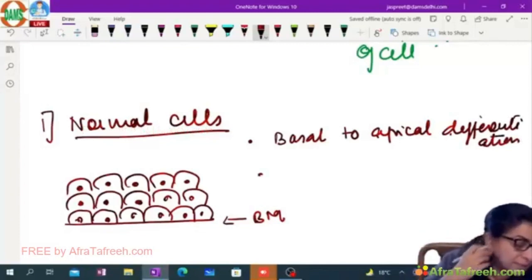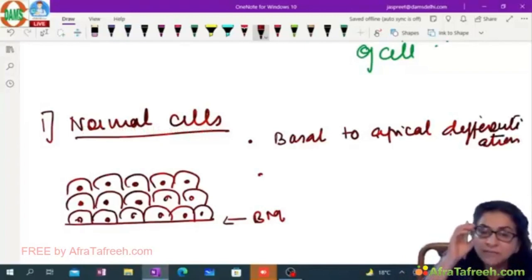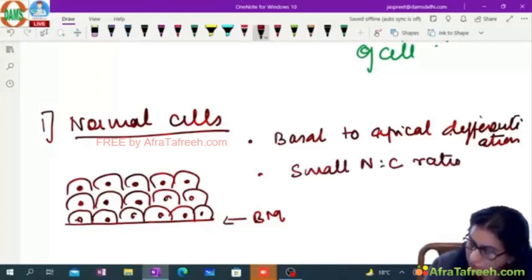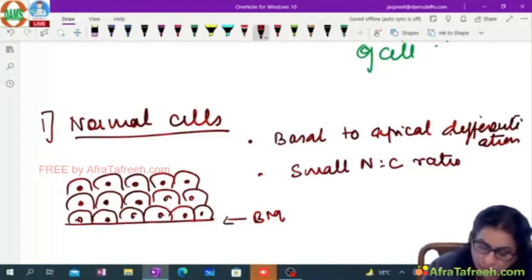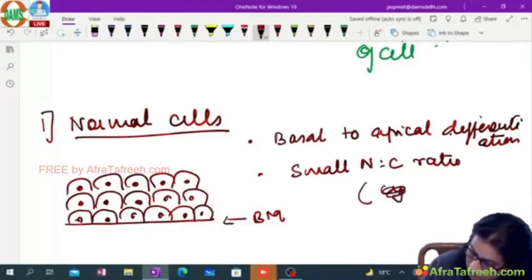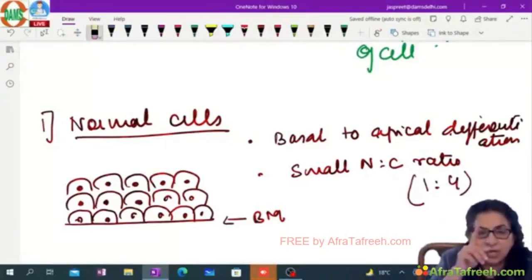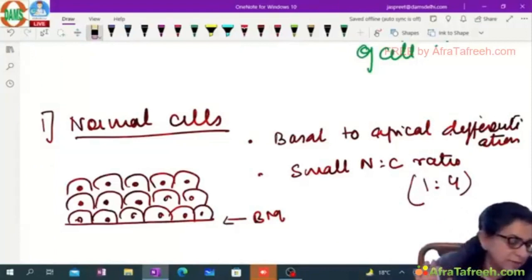Second, these cells have a small NC ratio, or a normal NC ratio. What is the normal NC ratio? Normal NC ratio is 1:4. That is the size of nucleus. If it is 1, the cytoplasm is 4 times.